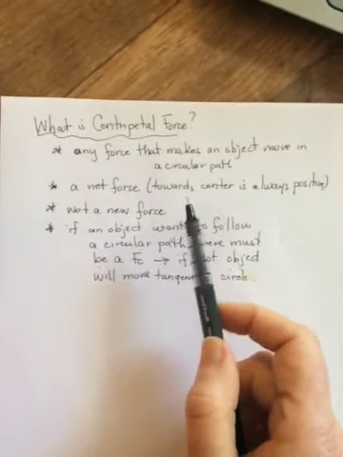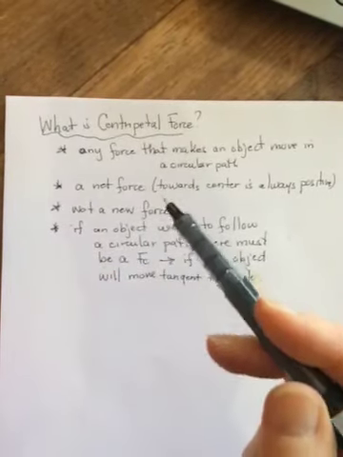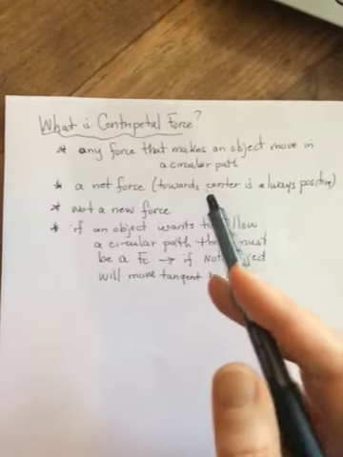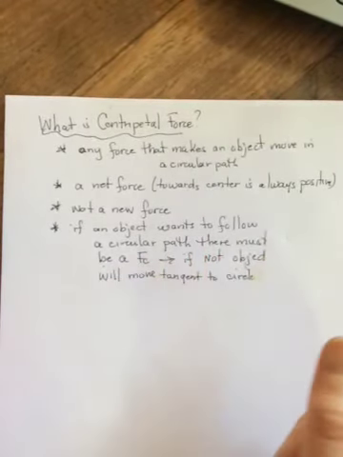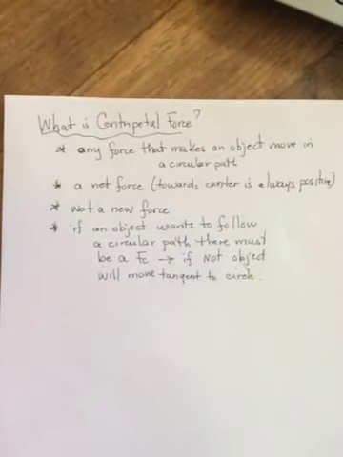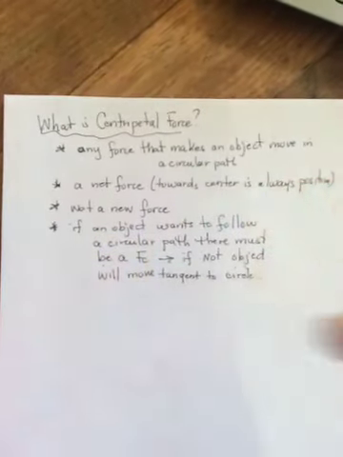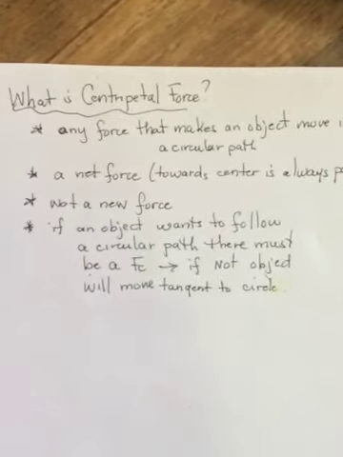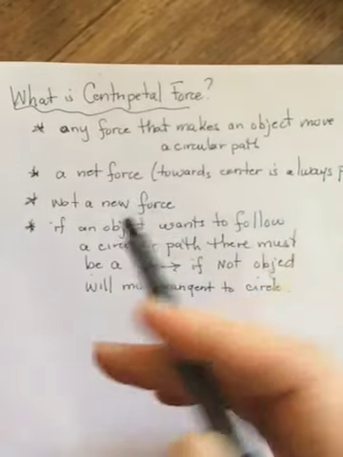Centripetal force is a net force, so you have to add up all the forces that are acting towards or away from the center of the circle. Towards the center of the circle is always positive. Away is negative. And if it's not acting towards or away from the center of the circle, then it's not a centripetal force and you don't have to include it in the sum. It's not a new force, like I already said. It's like gravity, friction, etc.